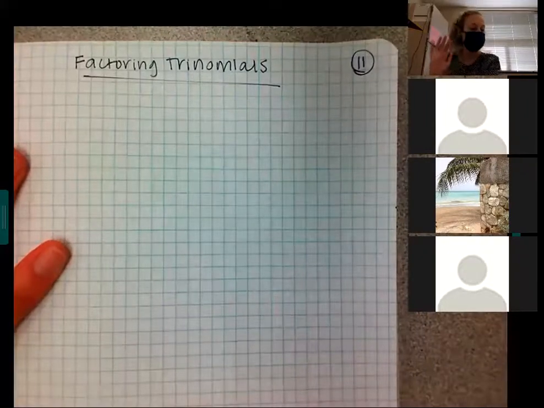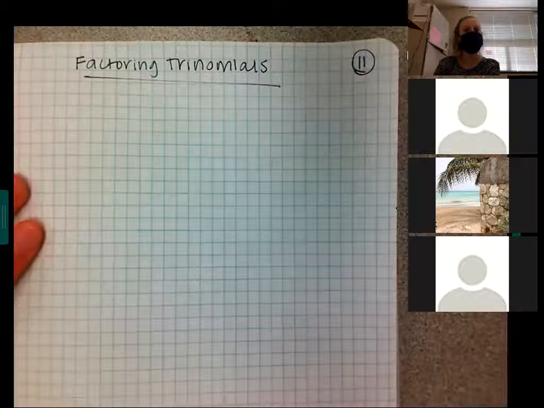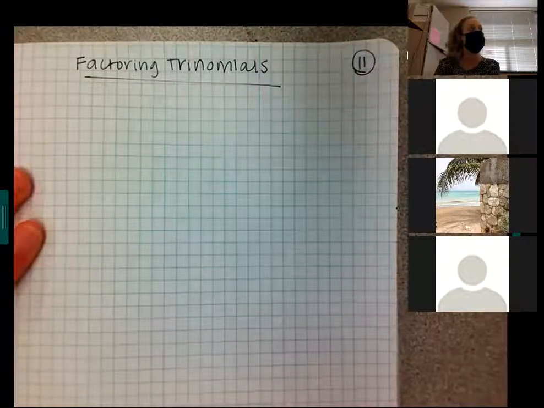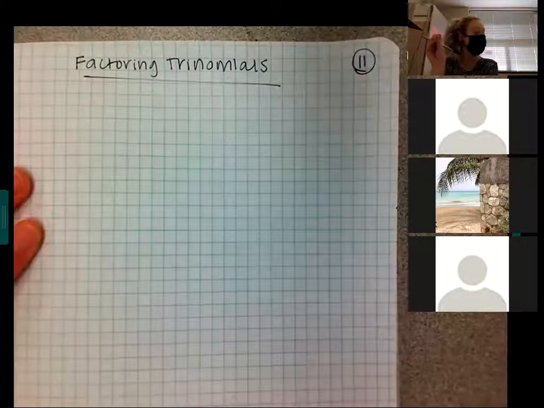All right, so we kind of already talked about this. Factoring trinomials is going to be different from binomials because instead of just looking at the front term and the back term, there's also a term in the middle.